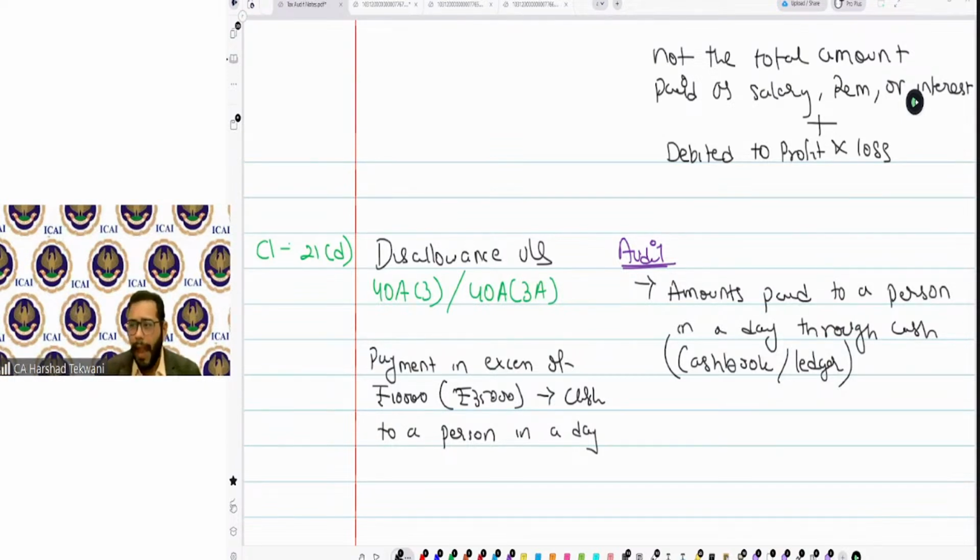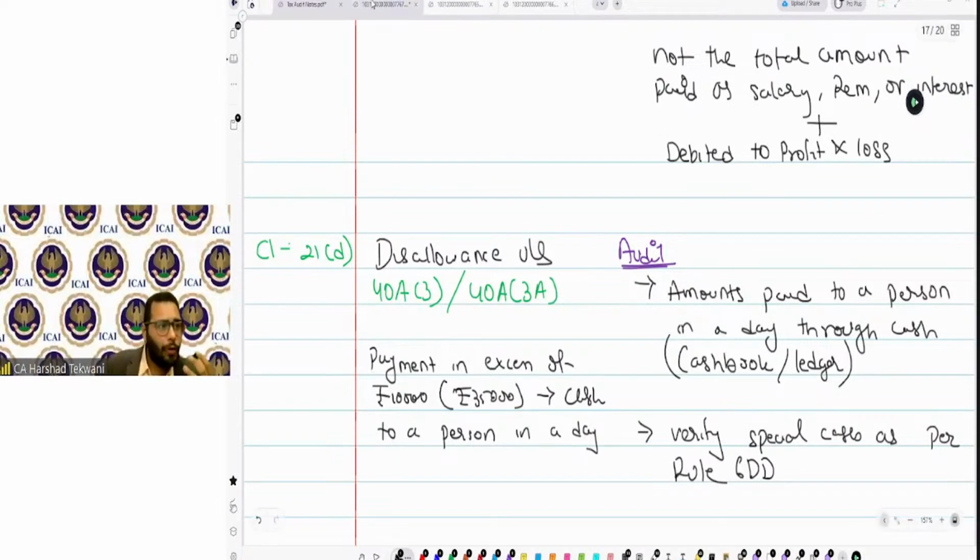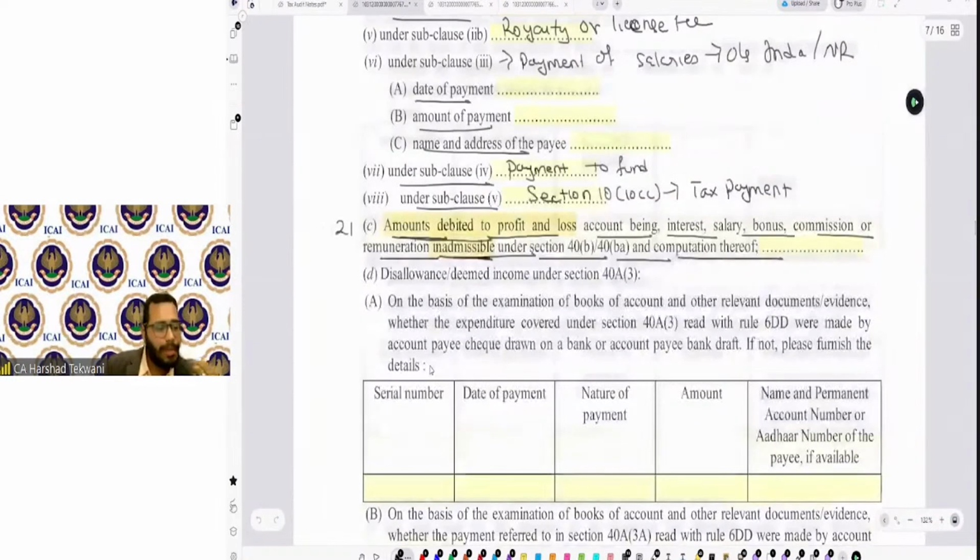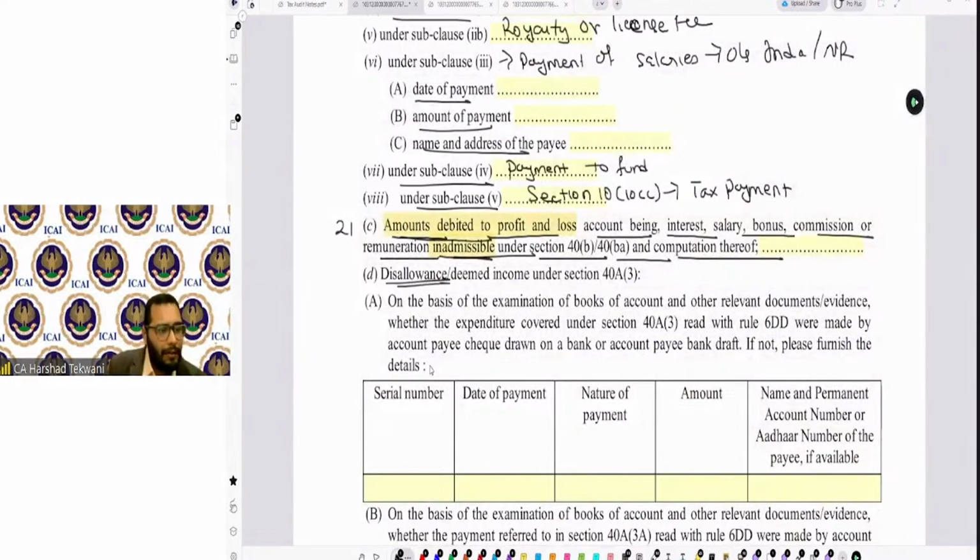And accordingly, we need to verify special cases as per Rule 6DD. Because here, what we are required to report is the amount of disallowance or deemed income under this particular section.